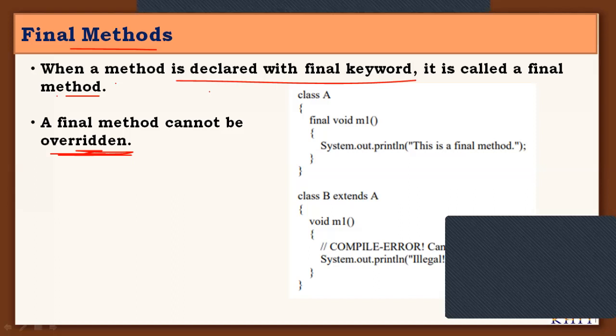So here in class A I have a final method, the method name is M1, and I'm trying to create another method in the subclass B of this class, and it gives a compiler error because it cannot be overridden in any subclass of the superclass. This concept is called a final method.